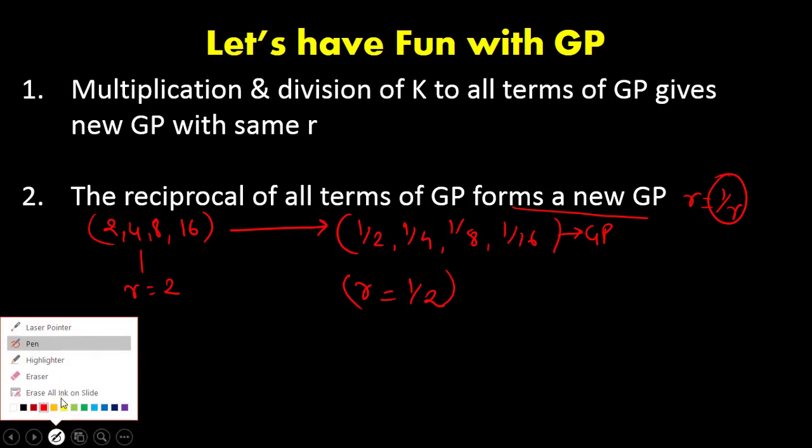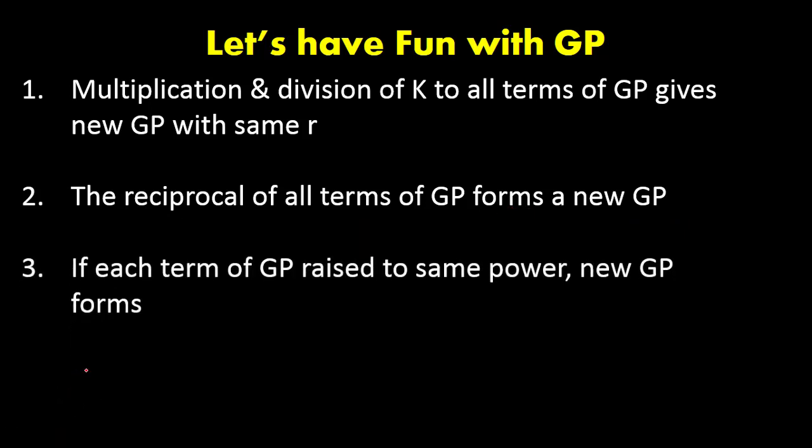Okay, so the next property is what? If each term of a GP is raised to the same power, a new GP forms. Okay, so let's take one simple GP. The example is what? Suppose it is 10, 100, 1000, 10,000.